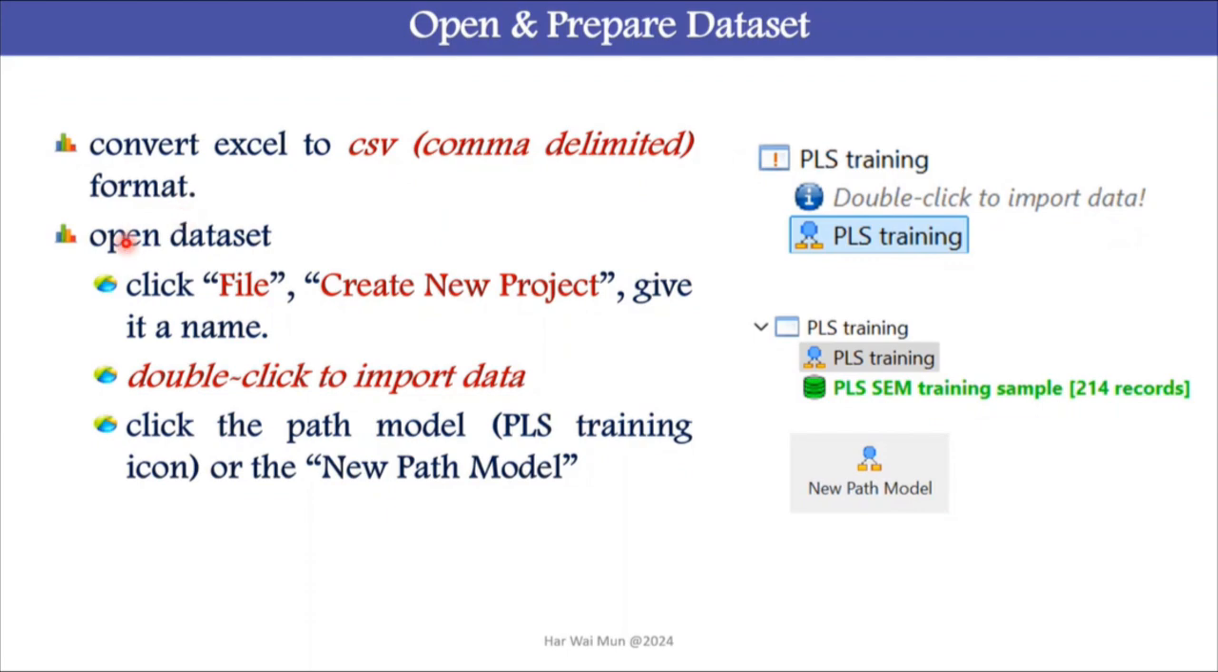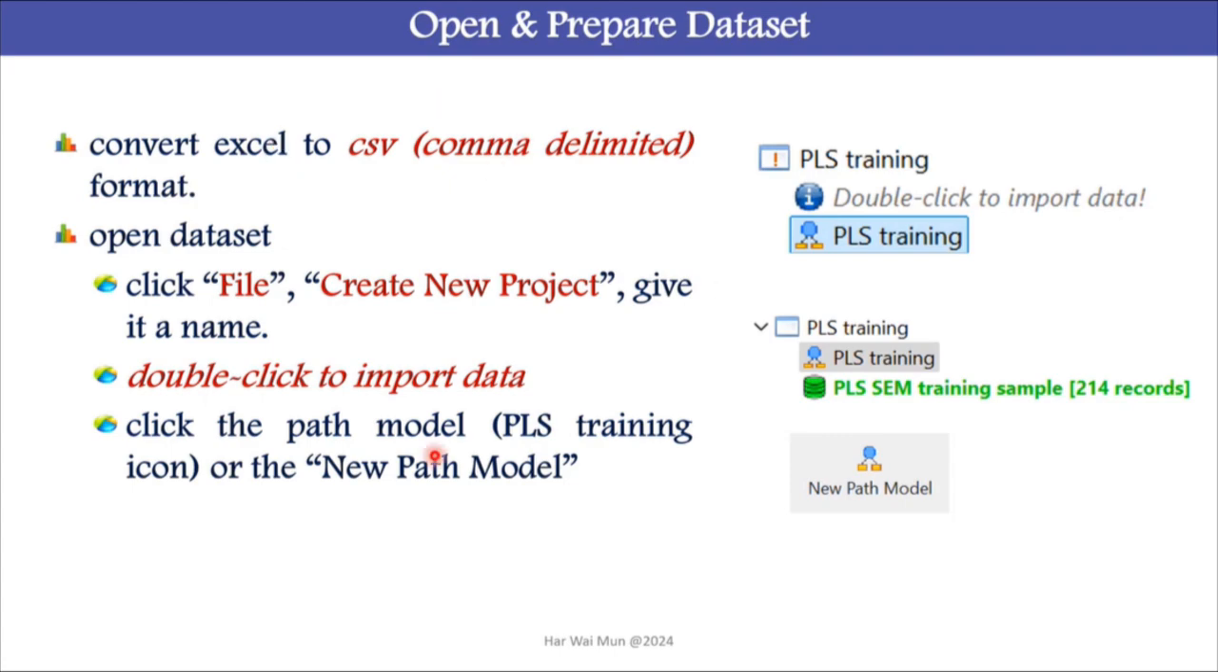Okay. Then you open data set. Later we'll show you one by one. You click the file, then you create new project, give it a name. Later I'll show. Then this PLS training, you click, then you import data. Double click the import data. You'll find an icon like that. Here you see, it already gives you instruction, double click to import data. So you double click, then you import the data. So you import back your Excel file, the data file.